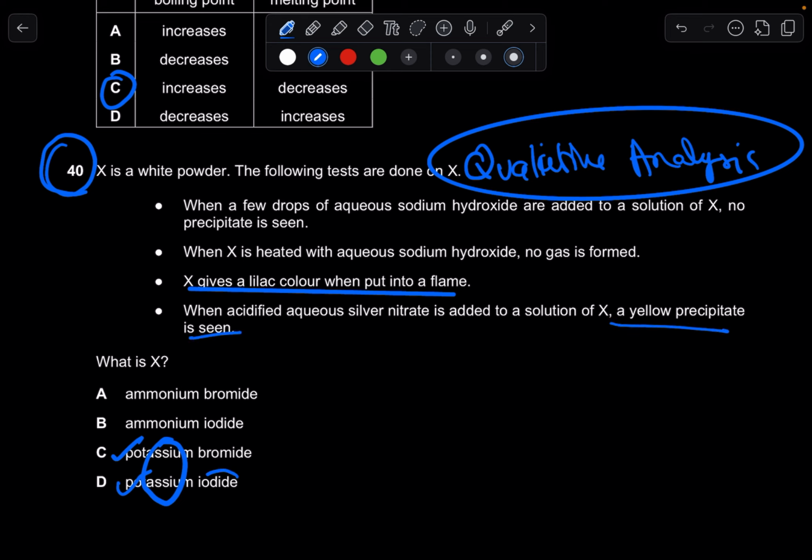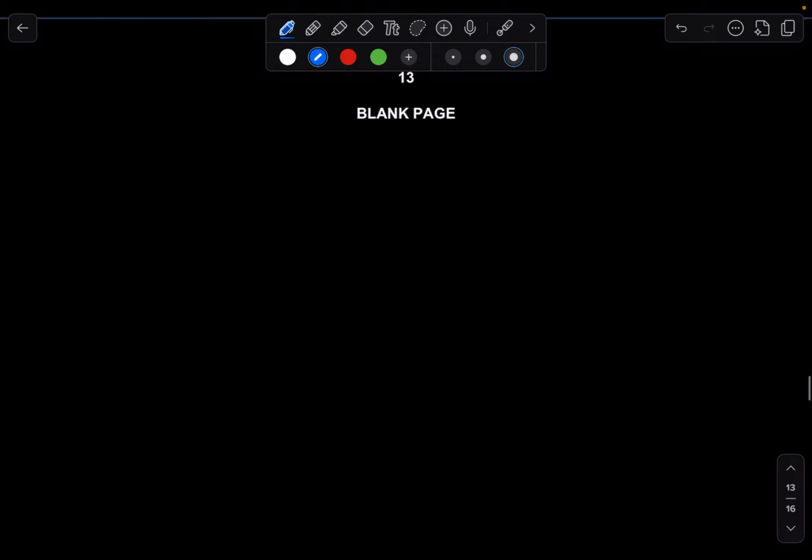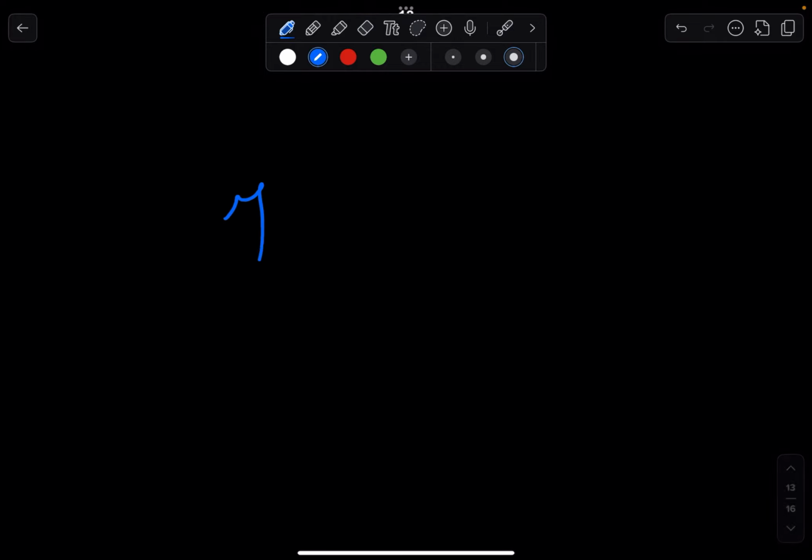Okay, when acidified aqueous silver nitrate is added to X, a yellow precipitate is seen. A yellow precipitate is always given in the case of iodide, not bromide. In the case of bromide, what kind of precipitate do you expect? Cream.